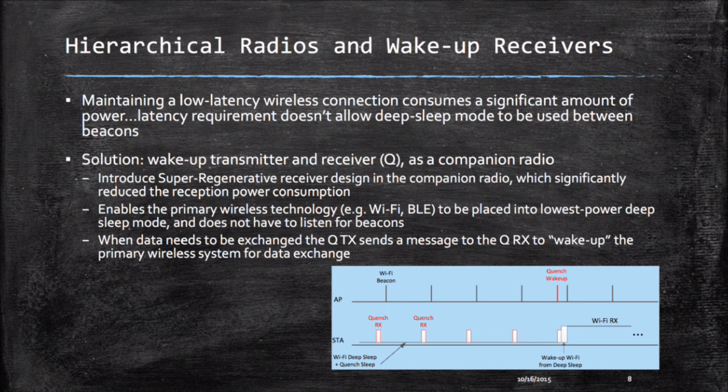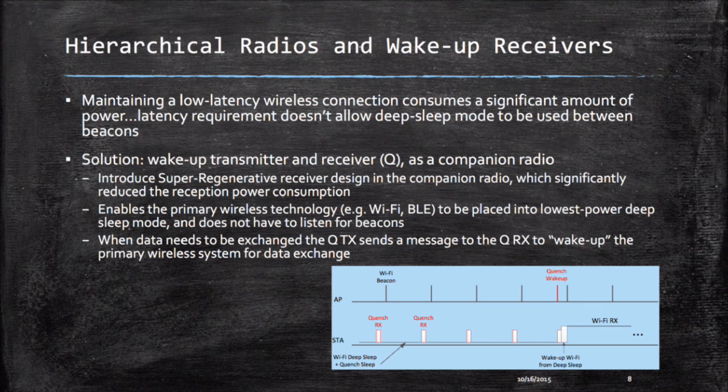So basically, the Q radio we designed can do at least an order better than the best BLE radio on the market right now. When we combine this capability with Wi-Fi or BLE, then you can really lower the rock bottom power consumption by an order. Okay.